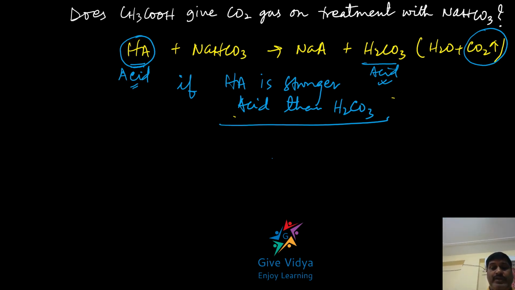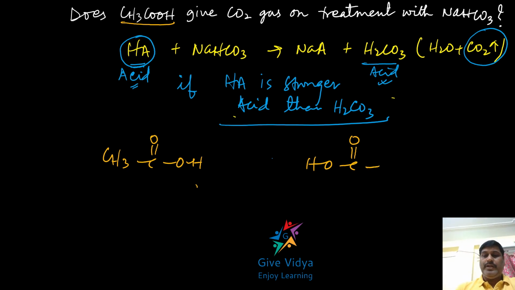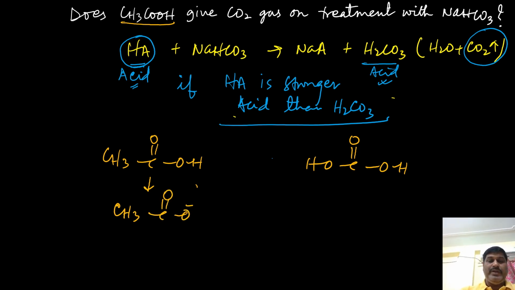Then the question is about CH3COOH. So the point is now the comparison of CH3COOH and H2CO3. Which one is the stronger acid? Very simple one. Let's compare here. CH3 C double bond O and OH. Here is H2CO3: HO C double bond O and OH. Its conjugate base is CH3 C double bond O and O minus. Its conjugate base is HO C double bond O and O minus.